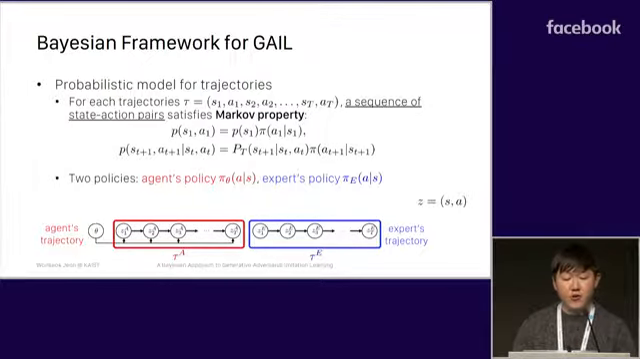In imitation learning, there are two policies. One is the agent policy pi theta, which is parameterized by theta, and the other is the expert's policy pi e that the agent wants to mimic. Because each policy generates its own trajectory independently, we can think about two separate graphical models below.